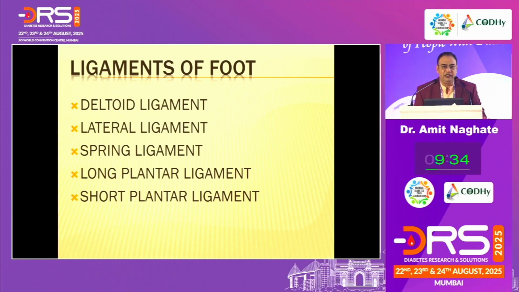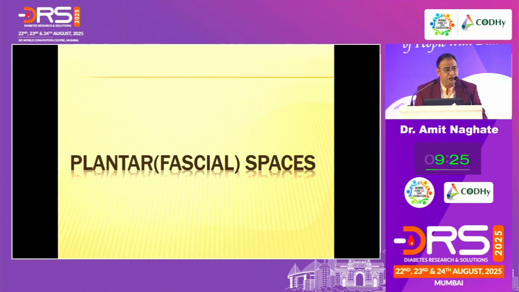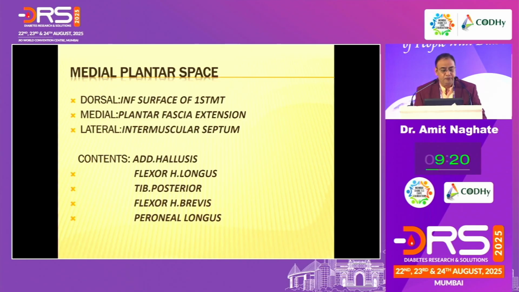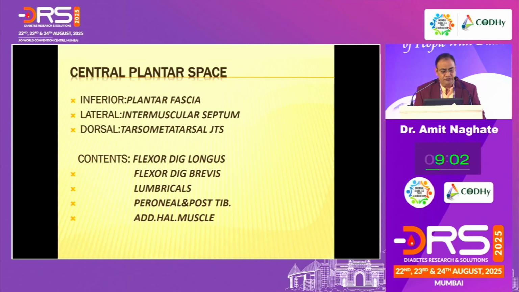Ligaments: we have 5 major ligaments: deltoid, lateral ligament, spring ligament, strong plantar ligament, and long and short plantar ligaments. Now the spaces of the foot. The medial plantar space is bounded dorsally by the first metatarsal head, medially by plantar fascia extensions, and laterally by the intermuscular septum. It contains abductor hallucis, flexor hallucis longus, tibialis posterior, and other structures.